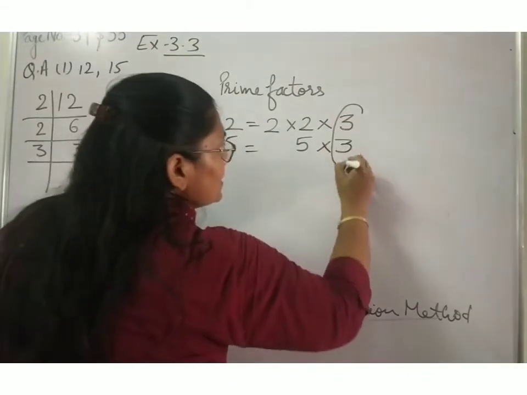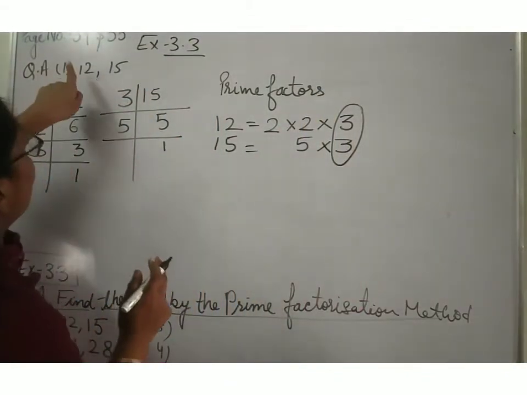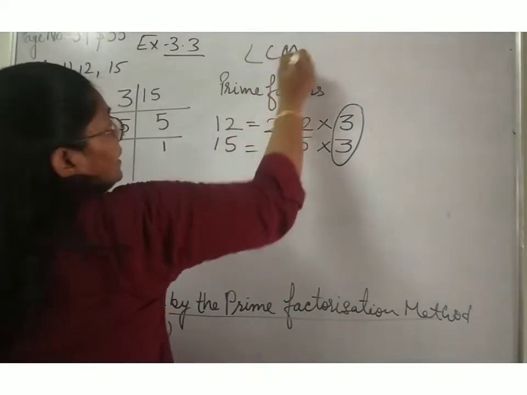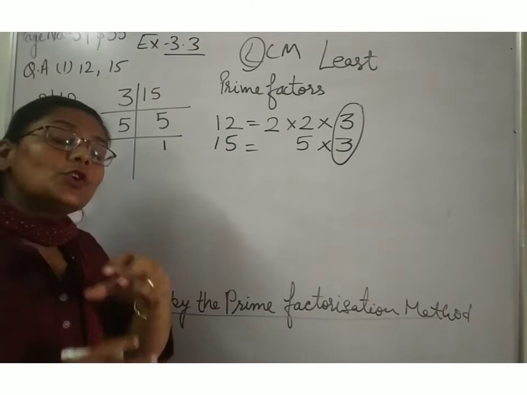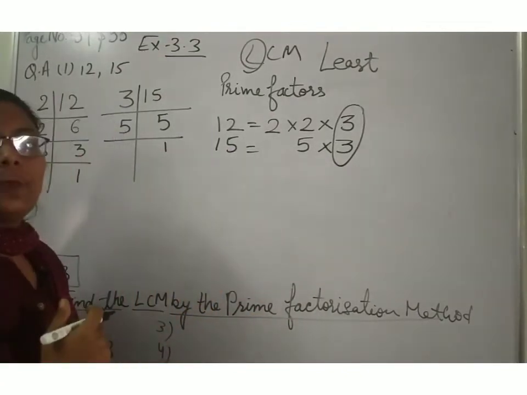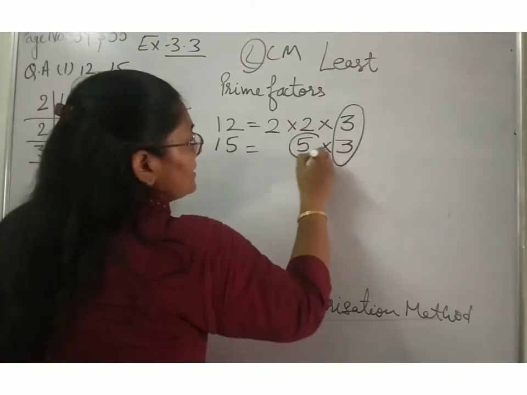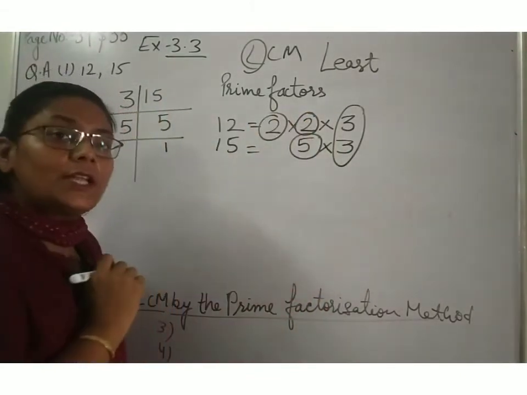Now we have to find the common multiples. 3 is common. Because this is LCM, we have to find the least common multiples. Whatever is least common, we will take those numbers here also. So 5 is least common, 2 is least common and 2 is also least common.